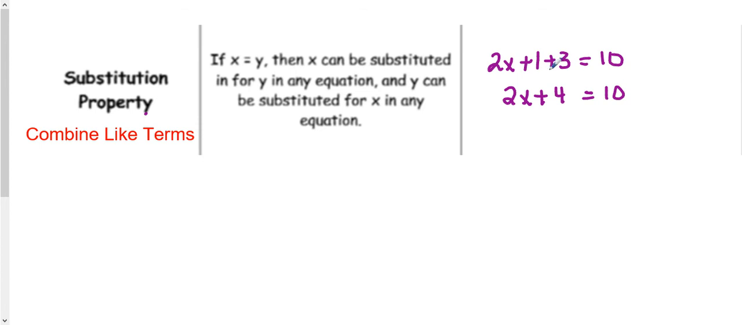Even though we added these two terms, we call this the substitution property because we didn't add something to both sides of the equation. We just added the numbers on one side, or we combined like terms. So this is not the addition property of equality, it's substitution. So let's go ahead and continue to solve this. We're isolating x. 2x plus 4 equals 10, so we're going to subtract 4 on both sides. That's the subtraction property of equality. That leaves us 2x is equal to 6.